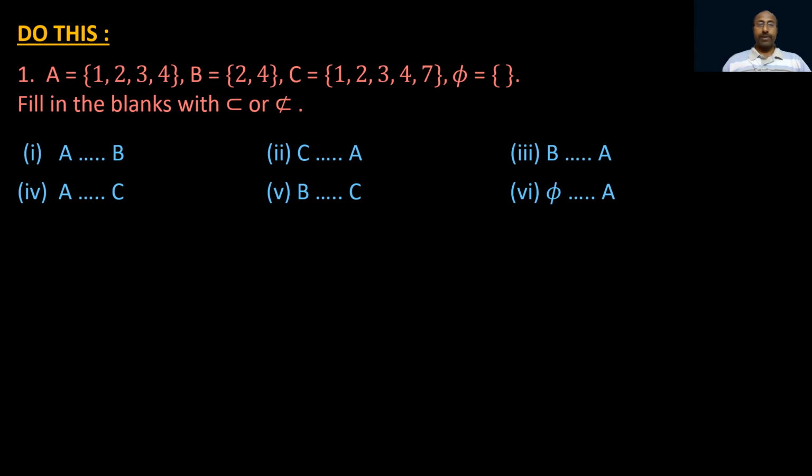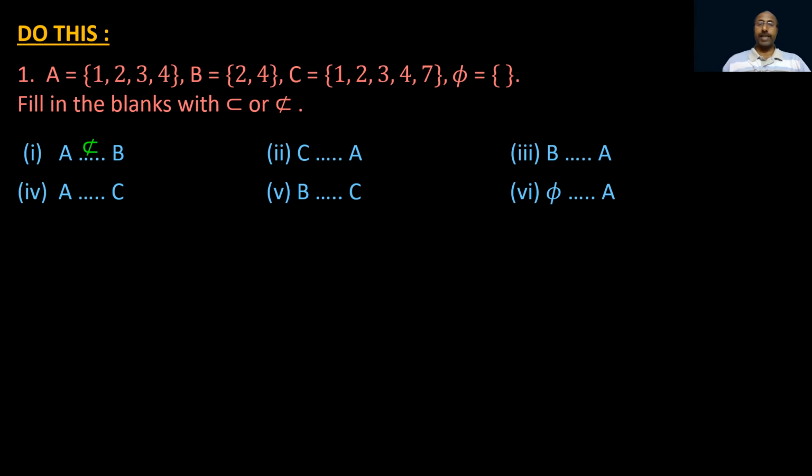So take the first one, A blank B. We have to check whether A is a subset of B or not. So are all elements present in A present in B? No, because the elements 1 and 3 are not present in B. So all elements of set A are not present in set B. So we can write A is not a subset of B.